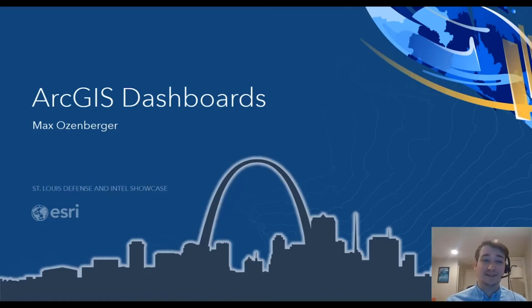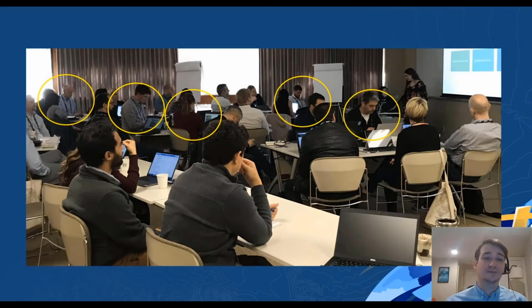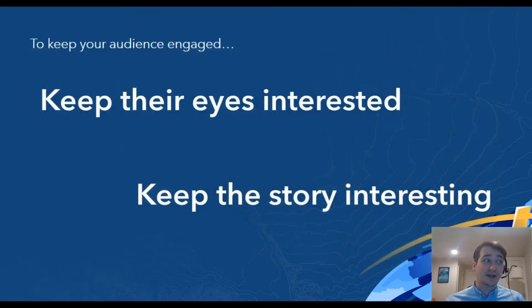But before we dive into it, have you ever seen a room that looks something like this when giving a presentation? People not paying attention, maybe working on something else, looking at their cell phones. Even in our virtual world, we can still tell when people are not paying attention to us while we're presenting. So I think that there are two key points to keeping people engaged, and that's keeping their eyes interested and keeping the story interesting. Let me show you two different ways of presenting GIS data, and we can try to decide which one of these is more engaging.